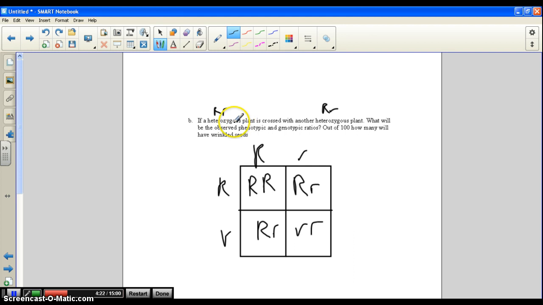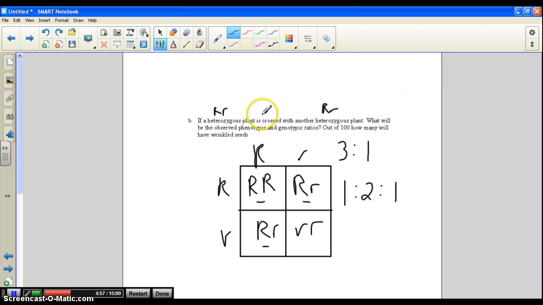Alright. So now we need to do the phenotypic ratio. So how many show the dominant trait? We have this one showing the dominant trait, and these two showing the dominant trait. So 3 show the dominant trait, and 1 shows the recessive trait. So that's our phenotypic ratio. Now for our genotypic ratio, 1 is completely dominant, or homozygous dominant. 2 are heterozygous. And then 1 is homozygous recessive. So that is our genotypic ratio.